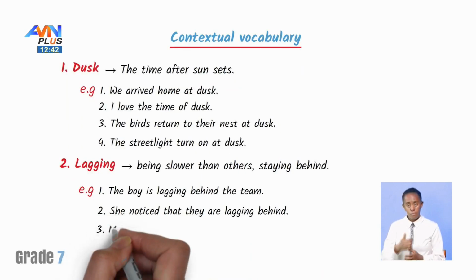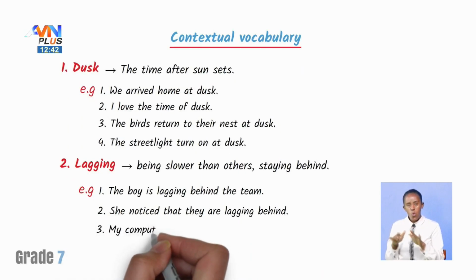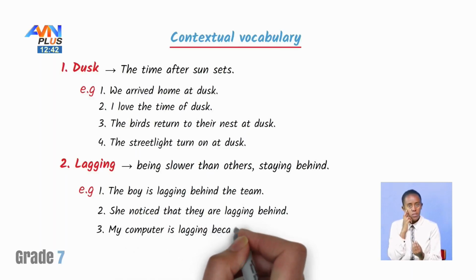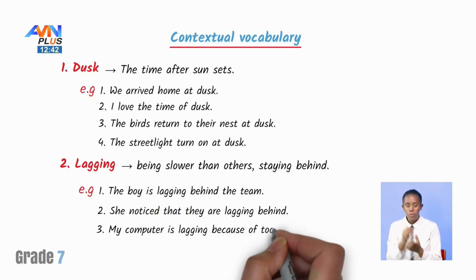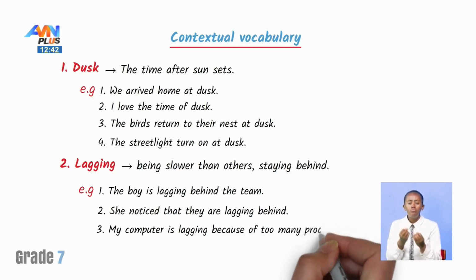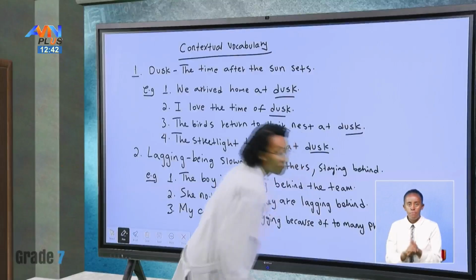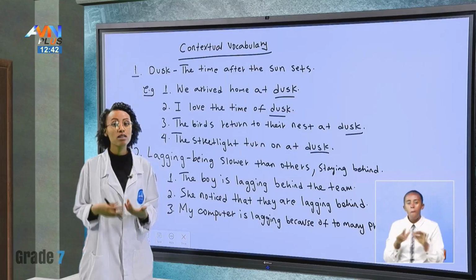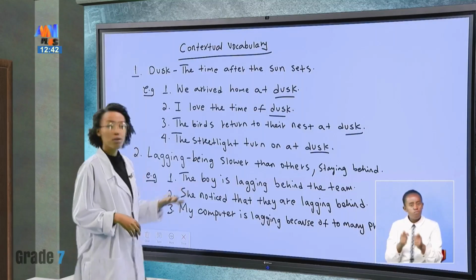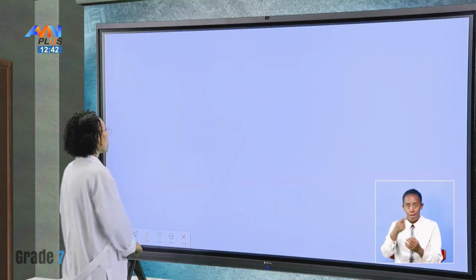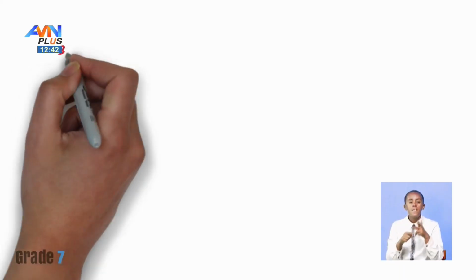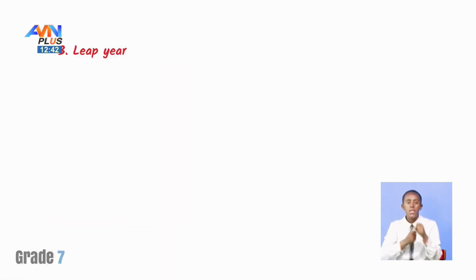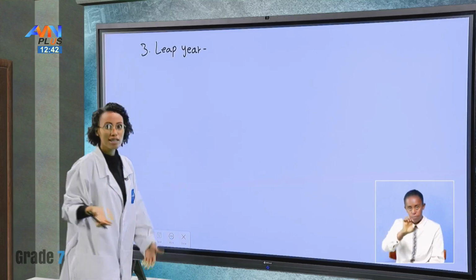My computer is lagging because of too many programs. If you see here, this is an action of not a person but a thing, but it is still going or working very slowly. So we use lagging to describe that. The third word that we're going to see today is leap year. Leap year. So what does it mean, leap year?